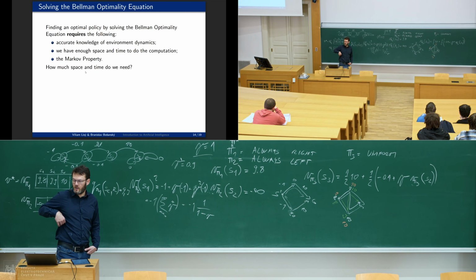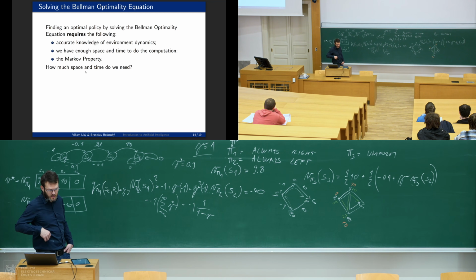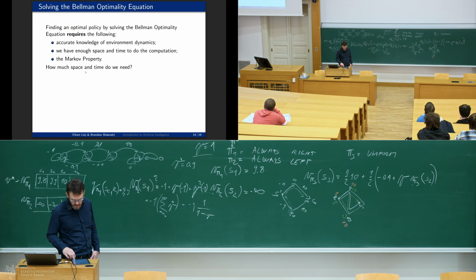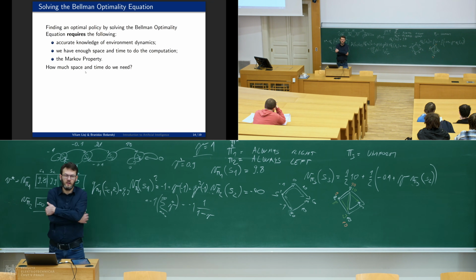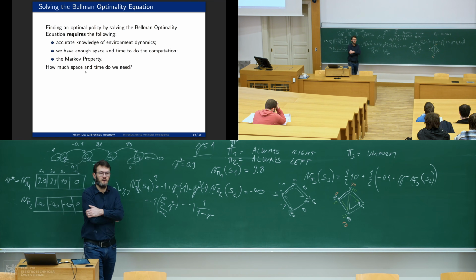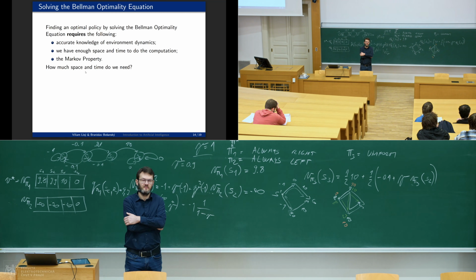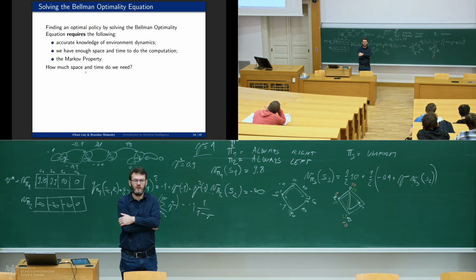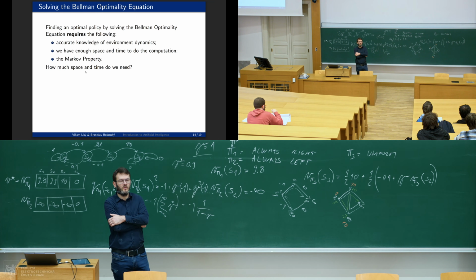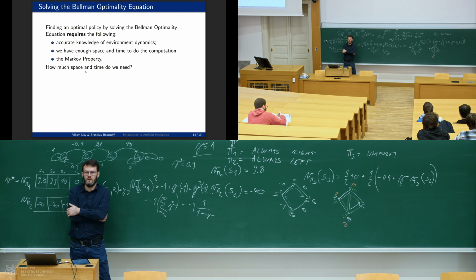I can tell you that the computation will eventually be, or could be, polynomial in the size of the MDP. So that's kind of all right. That's usually what you want from algorithms. But what does it mean? How large are the MDPs usually?